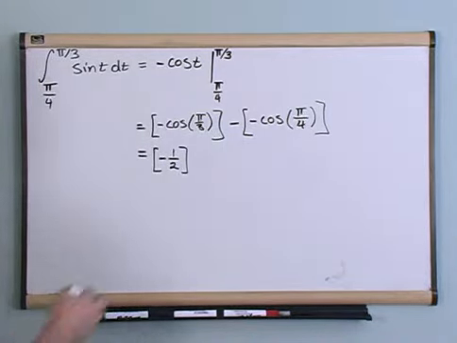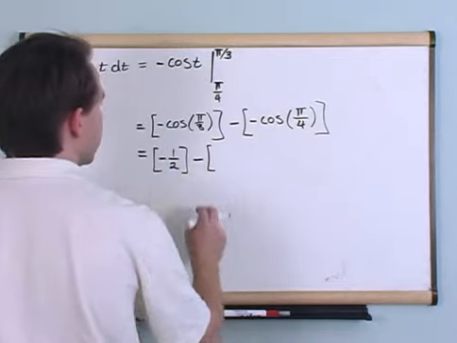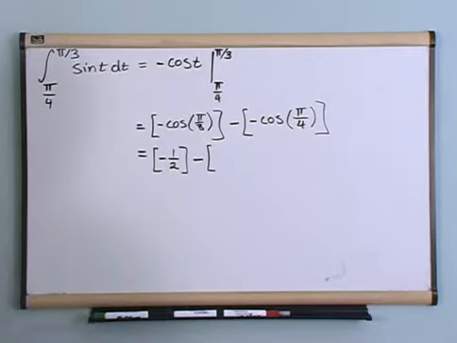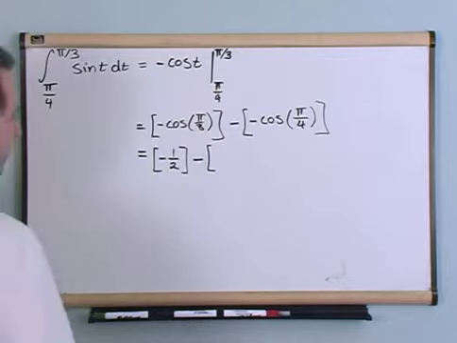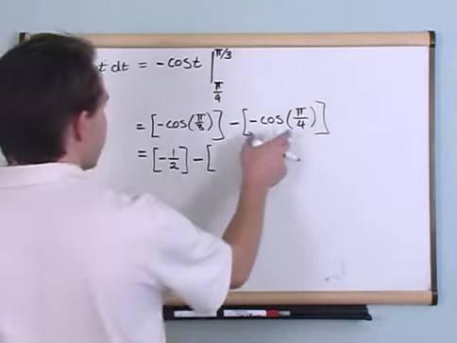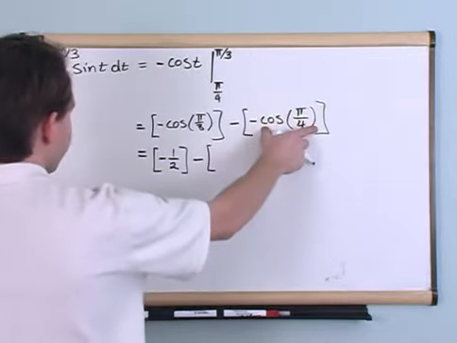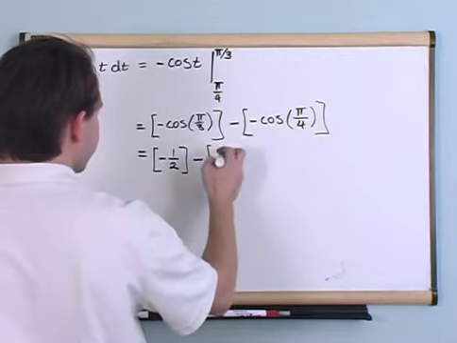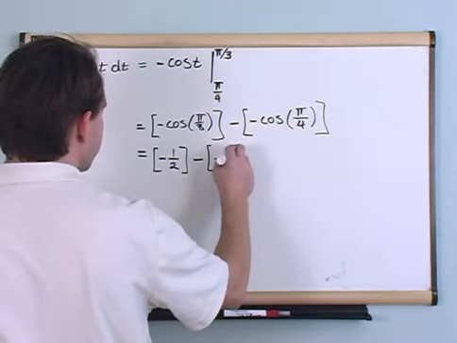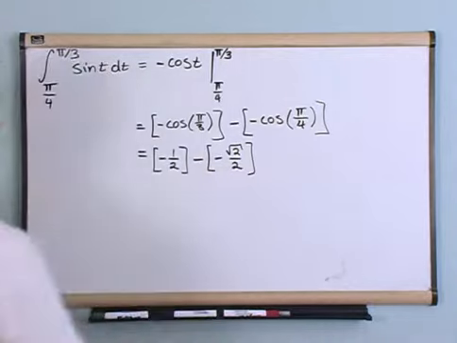So I've got that minus, okay, cosine of pi over 4. Again, from looking it up in a table or looking at previous DVDs, this is a positive square root of 2 over 2, but I've got a negative there, so it's negative square root of 2 over 2, like this.